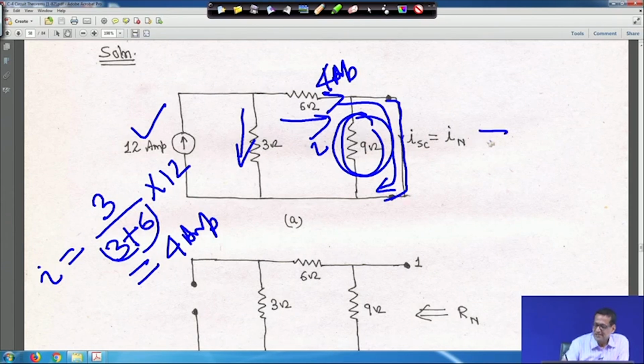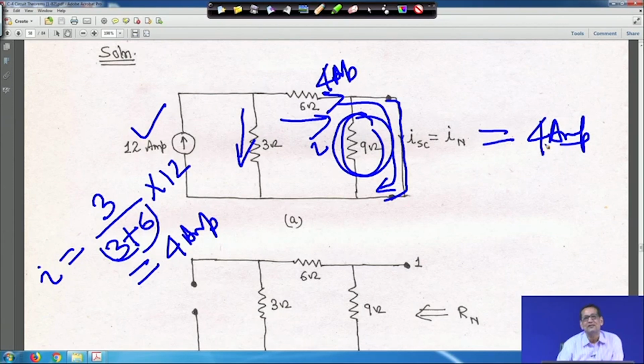That means ISC is equal to IN, which is equal to 4 ampere. This is a simple thing we have to understand: as it is a short circuit, there will be no current through the 9 ohm resistance. All the current will go through the short circuit path, that means this 4 ampere current will flow through it. So, ISC is equal to IN is equal to 4 ampere. Hope it is understandable to you.